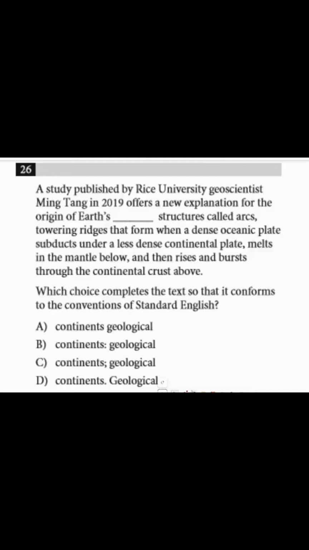Alright, this is SAT prep day number 2. We'll be doing conventions of standard English once again. Hopefully this one can go a little bit quicker. Let's just pause the video to read this little text passage real quick.